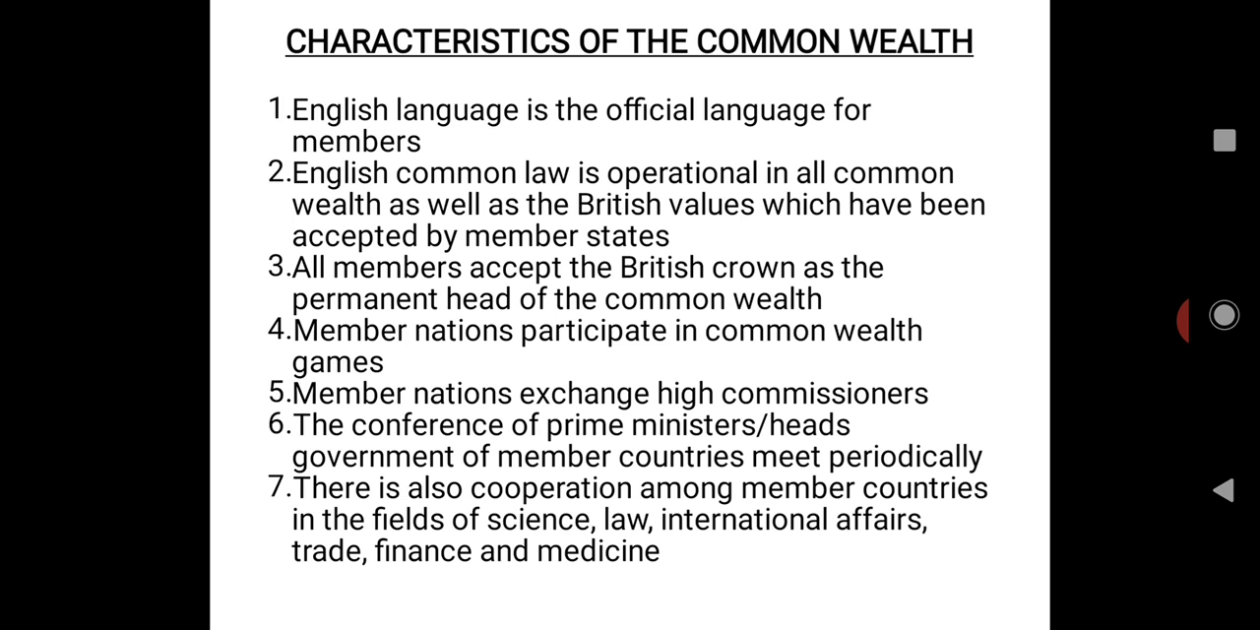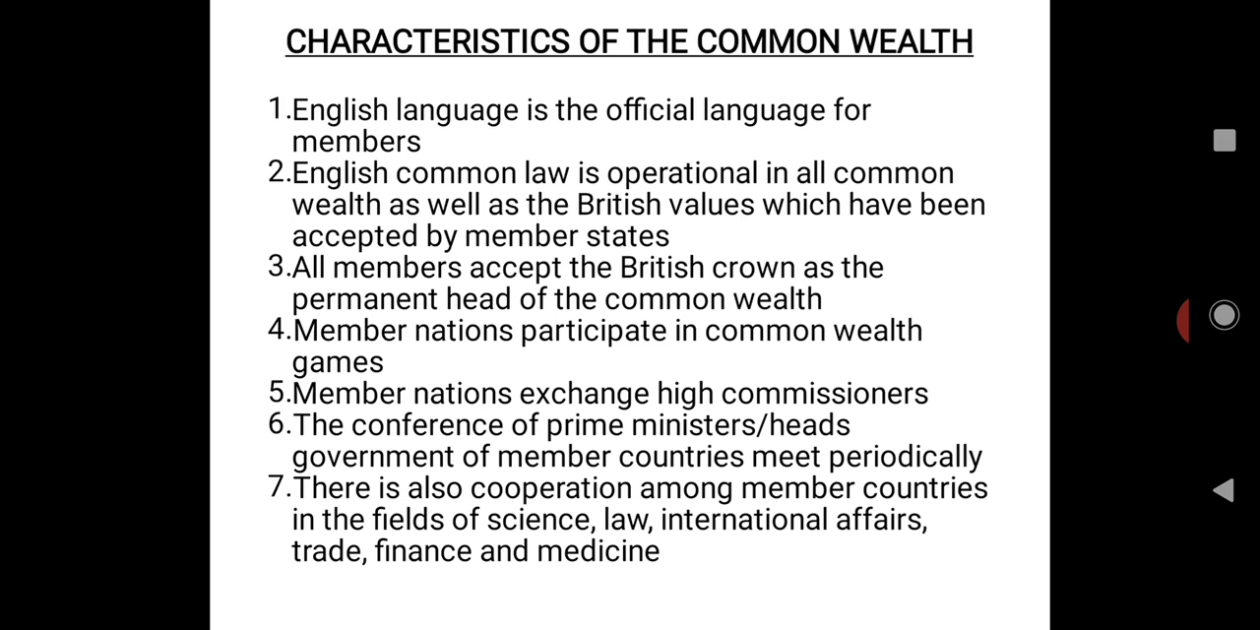Two, English common law is operational in all Commonwealth of Nations, as well as the British values which have been accepted by members. Three, all members must accept the British Crown as the permanent head of the Commonwealth of Nations. Four, member nations participate in Commonwealth Games. Five, member nations exchange high commissioners.